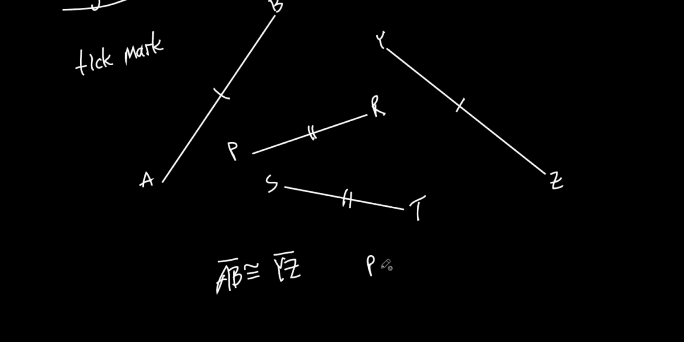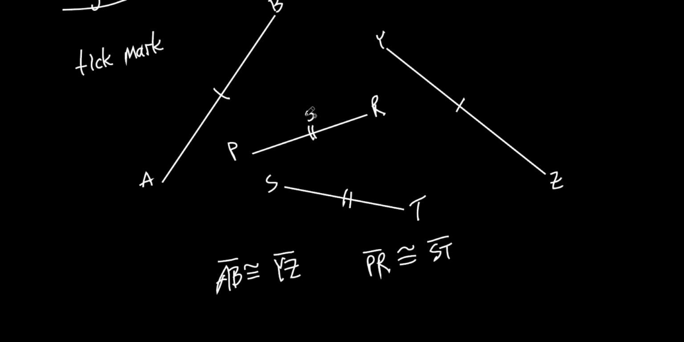So what's the first segment? PR. Put the little line segment over top of it, and it's congruent to, so it's an equal sign with a squiggle on the top. What's line segment PR congruent to? Line segment ST. We don't just say ST, we say line segment ST, because we don't want to be confused between line ST, ray ST, or anything like that. So we say line segment ST.